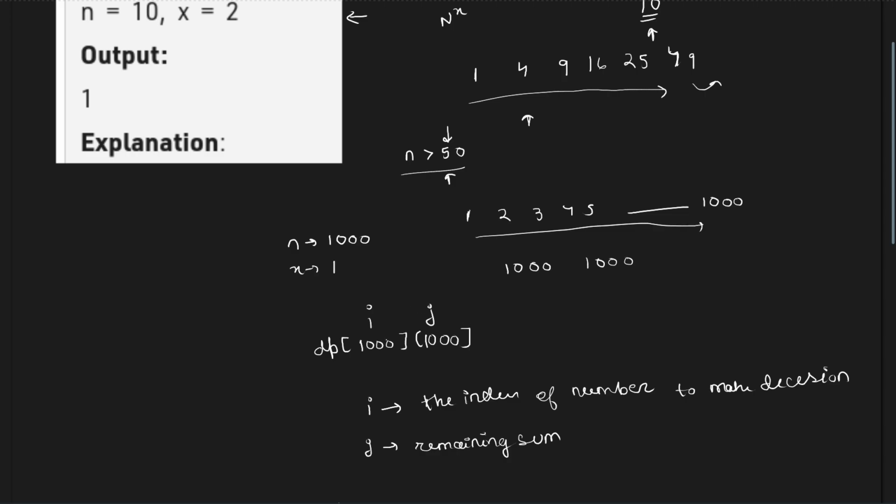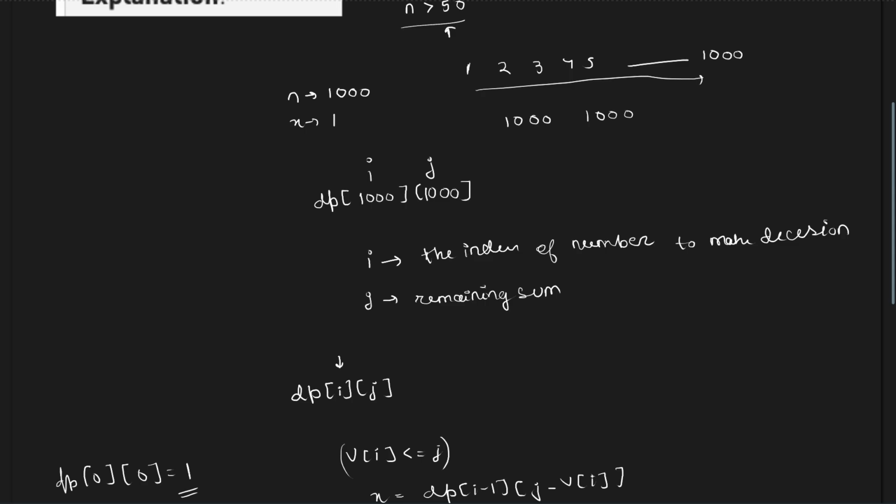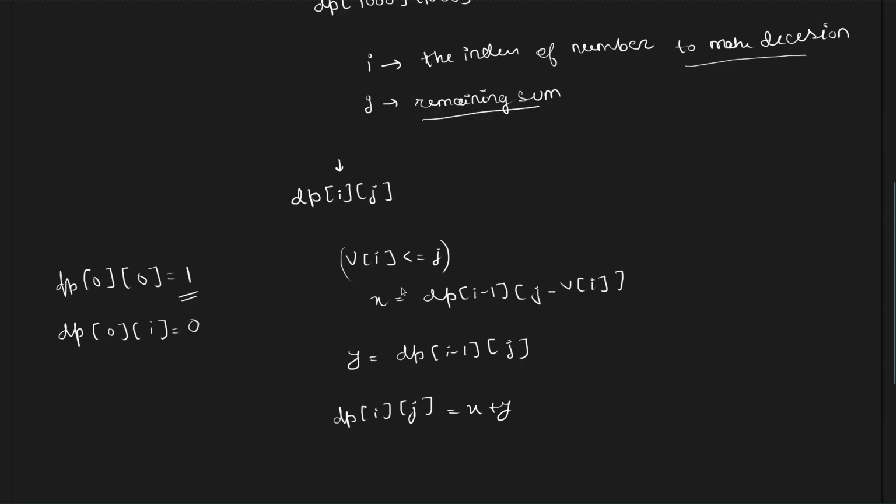Now my DP states will be of n square format, and in the worst case it will be 1000 into 1000. The first state I denotes the index of the number at which I have to make a decision whether I want to take the current number or not, and j denotes the remaining sum that I have left. I can only take the current number when v of I is less than or equal to j. That means the remaining sum should be greater than or equal to v of I. Only then I can remove this particular v of I from my remaining sum.